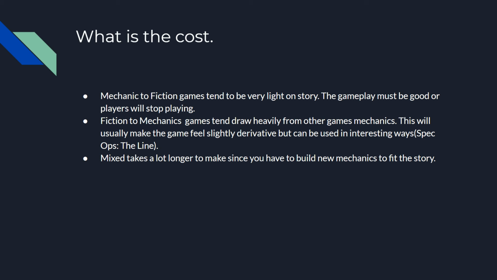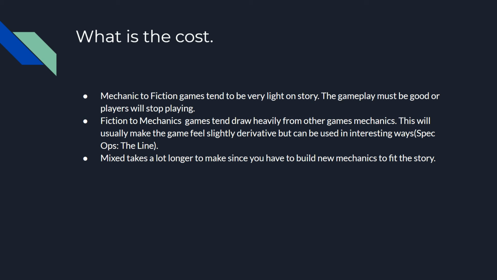Fiction to mechanics, games tend to draw heavily from other games' mechanics, and they can get derivative. And the mixed version, which tries to get both the story of the game and the mechanics of the game to work together and both be good, these take a lot longer to make and are a lot more expensive, and oftentimes you have to come up with completely original or new mechanics in order to get them to fit the story you want to tell.